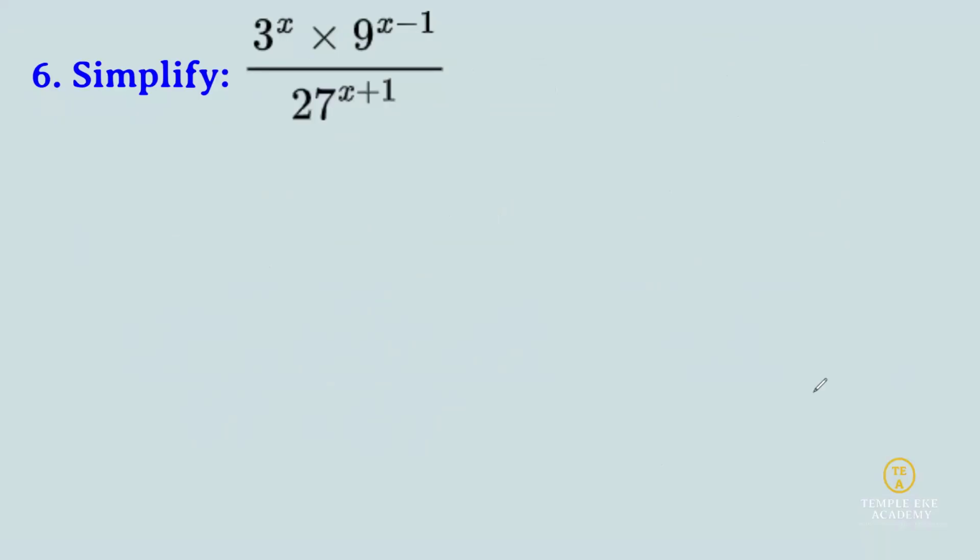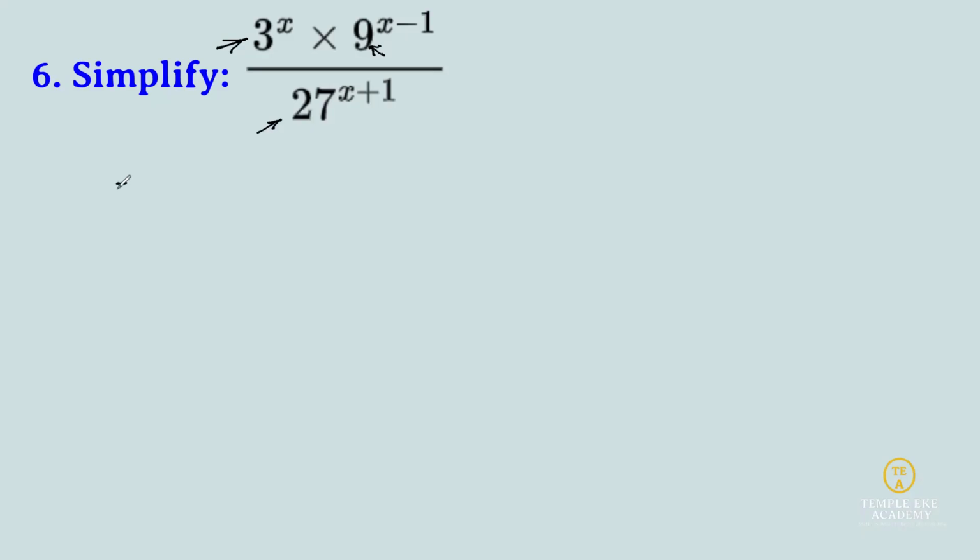3 to the power x multiplied by 9 to the power x minus 1, now divided by 27 to the power x plus 1. Now, a quick inspection of this problem shows that every number here can be expressed in terms of 3. Now, look at that. We have 3 to the power x here. It is 3 being raised to the power. We have 9, which is actually 3 to the power 2. Can you figure that out? And we have 27, which is actually 3 to the power 3. You can also figure that out.